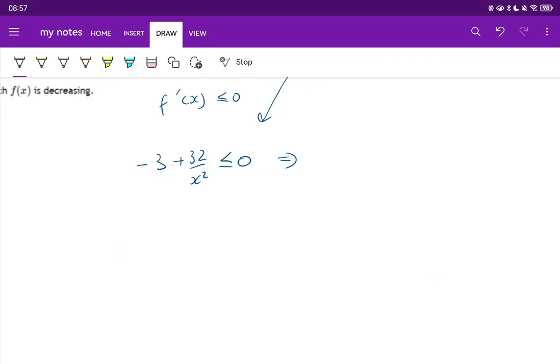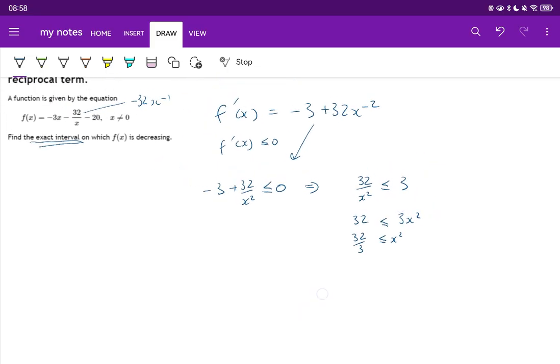So now what I'm going to do is take the 3 to the other side. Now, x squared is always positive, which means I know the sign won't flip if I times by it. So x squared is greater than that. Right. Find the exact interval for which it's decreasing.